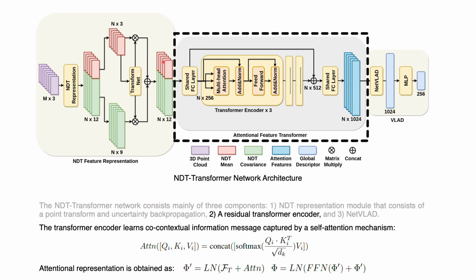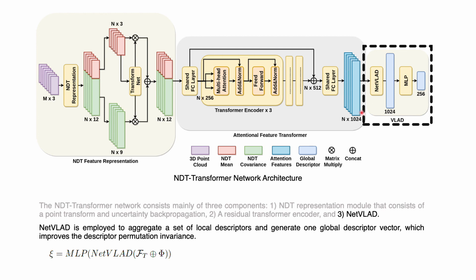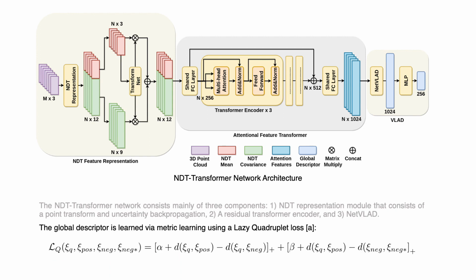The NDT representation is the input of the attention feature transformer module, which is implemented using a residue transformer encoder architecture. The transformer encoder learns the contextual information captured using a self-attention mechanism. Next, the learned local features can be aggregated using VLAD layers to form the global descriptor for place recognition. Finally, the global descriptor is learned by metric learning using a lazy quadruplet loss.